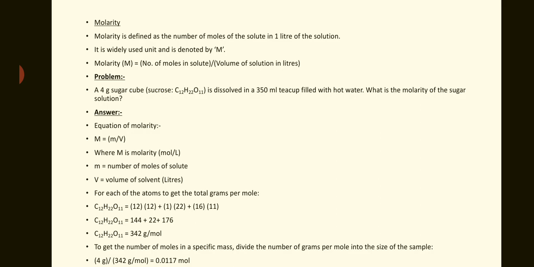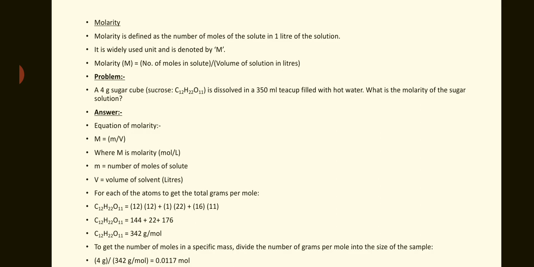Now for each of the atoms, to get the total gram per mole, you can see 12 atoms of carbon are there. So we will multiply 12 by 12, where the first 12 stands for 12 carbon atoms and the second 12 stands for the gram atomic mass of carbon. If you multiply 12 into 12, you will get 144. And how many hydrogen atoms are there? 22. So 22 multiplied by the mass of one hydrogen atom, which is 1. So 22 multiplied by 1, you will get 22.